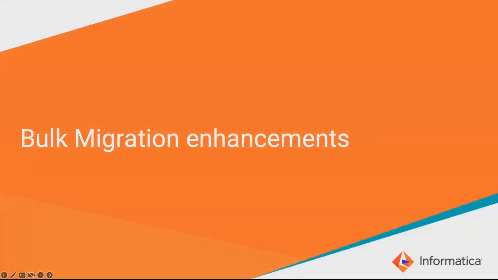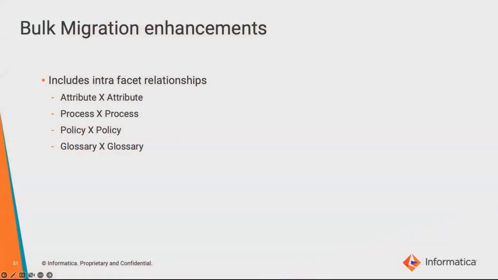Then we also had the bulk migration enhancements, wherein the bulk migration process, which was introduced in 7.2.2, did not have the intra-facet relationships earlier. That means to say, if you had an attribute X attribute relationship, this was missed, or even process X process, glossary X glossary. These were the intra-facet relationships which were not available. Now with the bulk migrate option, these are all included as part of the process.